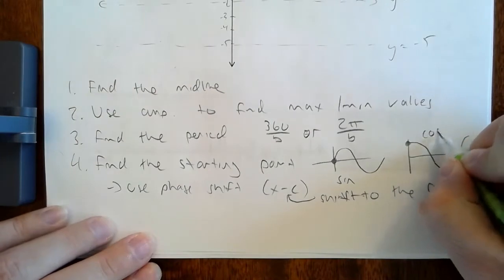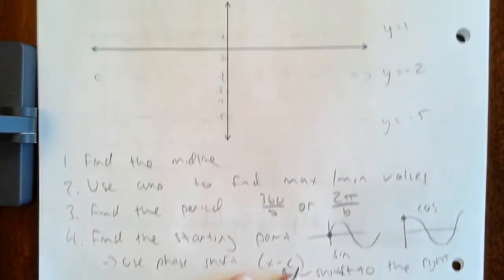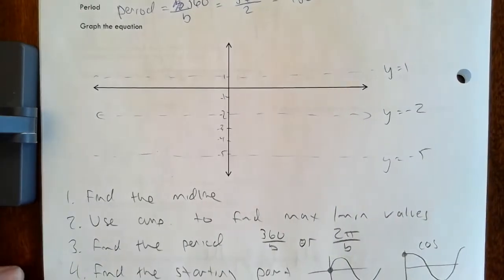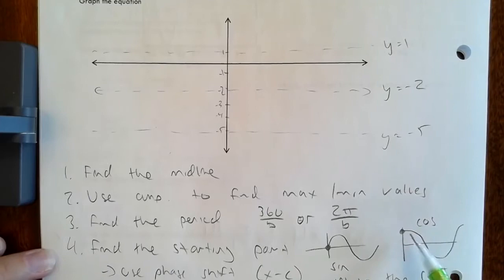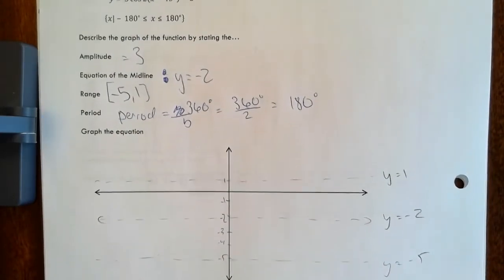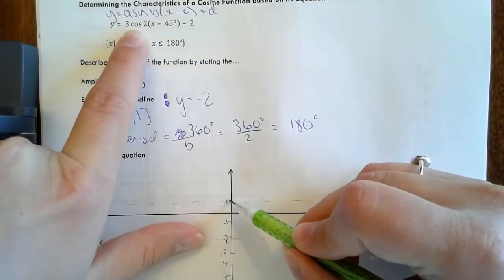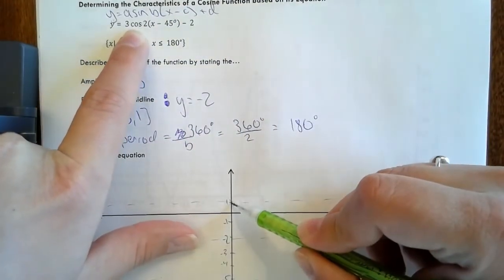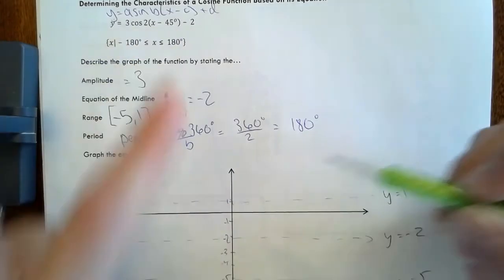This is a cos, I should label it on there. Okay, so let's try this one. So normally, my starting point would be at, let's see, we have a cos curve. So normally our starting point would be at the maximum. So I'm just looking here. I see that cos. Normally it'd be the maximum. The maximum is right there. But we're shifted to the right 45 degrees.